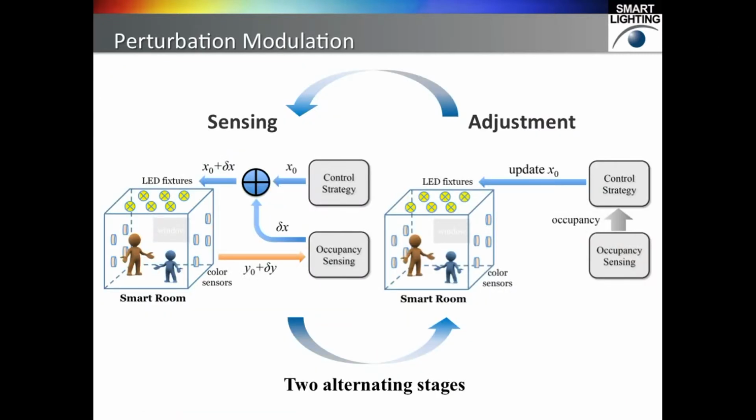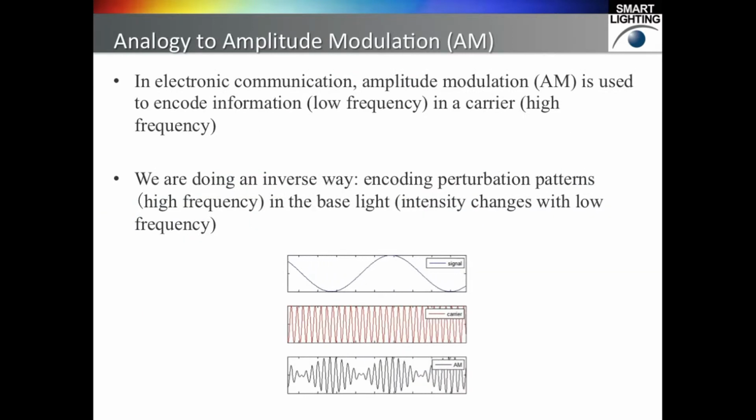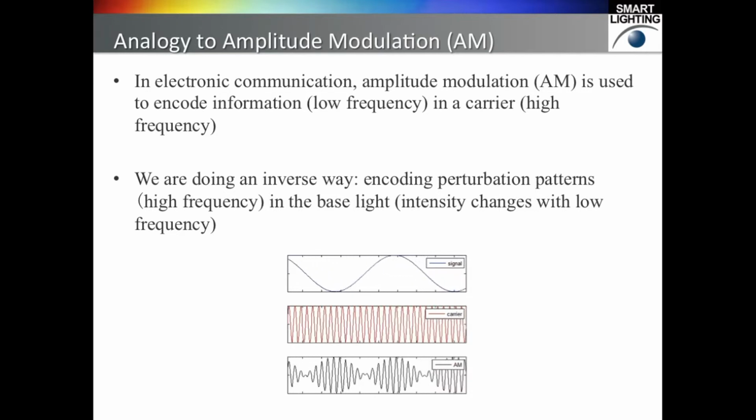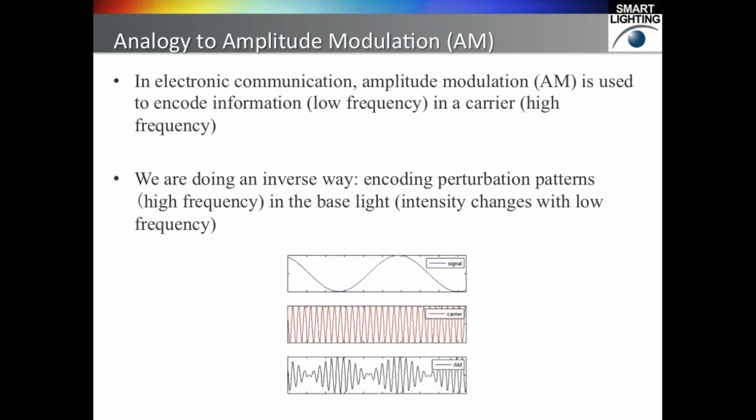This diagram shows the two alternating stages, sensing and adjustment. There is an occupancy sensing module and a control strategy module. The occupancy sensing module determines what is in the room, and the control strategy module decides what light should be delivered. We can compare the concept of perturbation modulation to the amplitude modulation in electronic communication. In AM, the low-frequency signal is encoded in a high-frequency carrier, and what we do is an inverse way. The perturbations are the signals, and they are the high-frequency components.